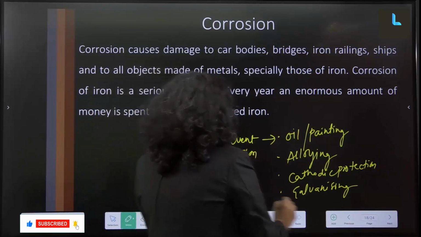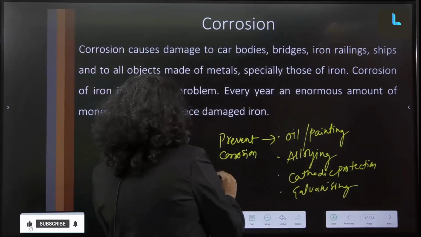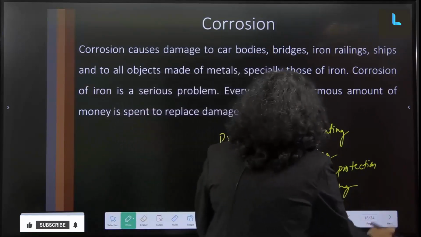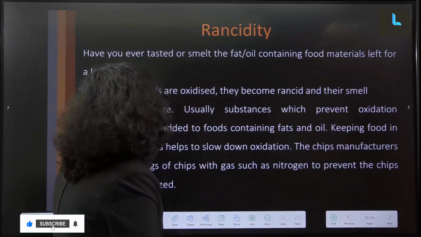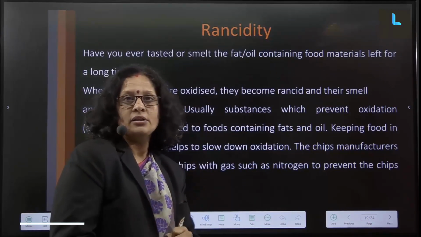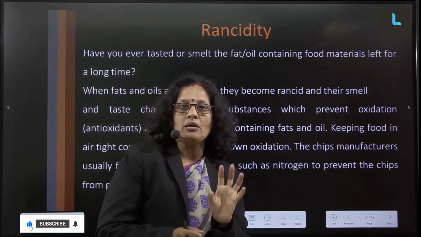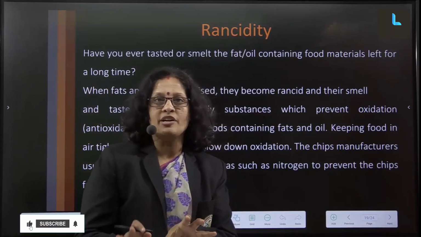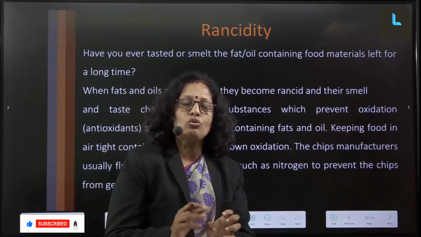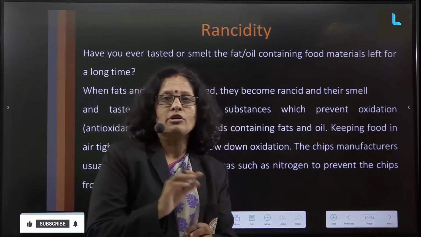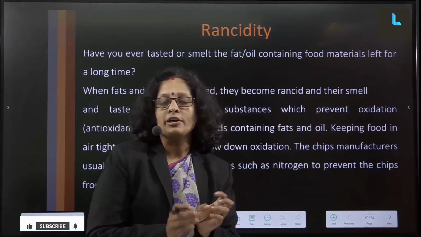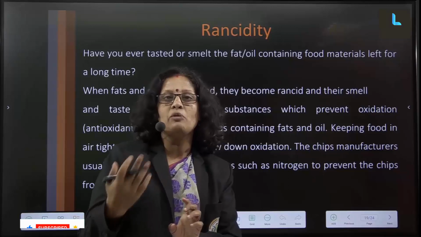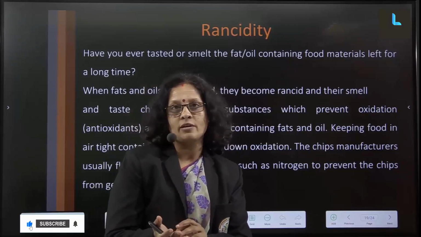Corrosion means rusting. We are talking here in terms of rusting. Now another type is when oil or fat, at home level, you would have seen butter or any kind of fat kept outside without a refrigerator. If it is left outside for two or three days, it will start turning color. First it is white, then it turns yellowish, then a darker yellow, and a foul smell will also start coming.